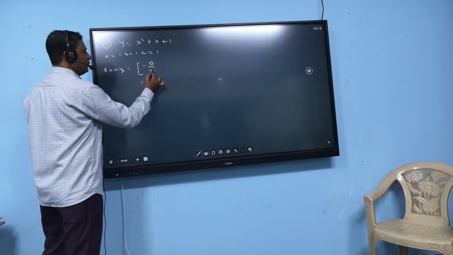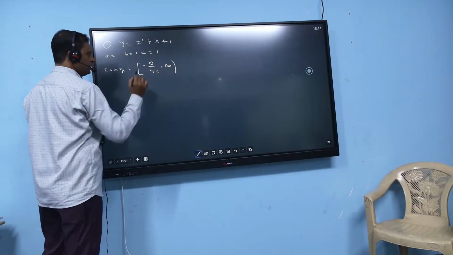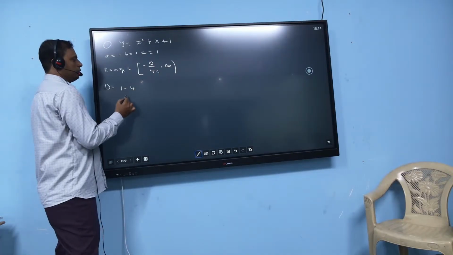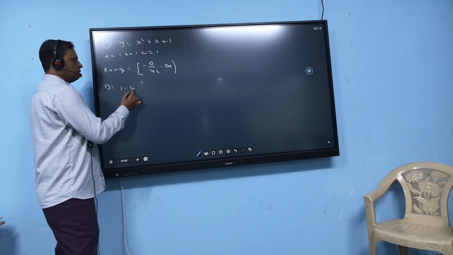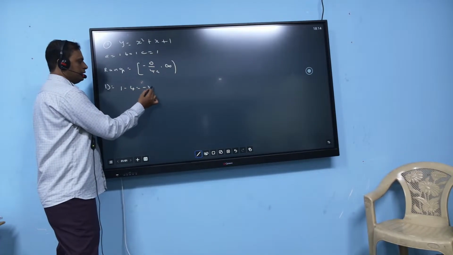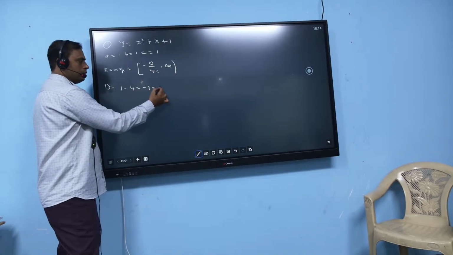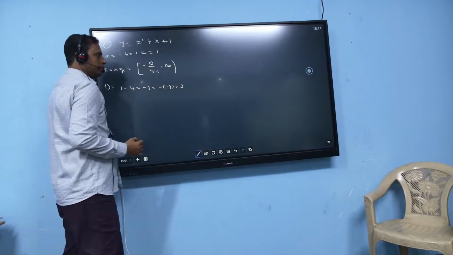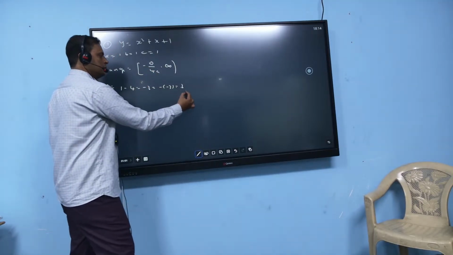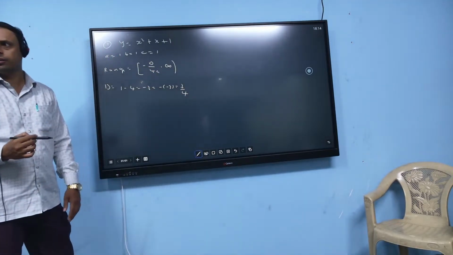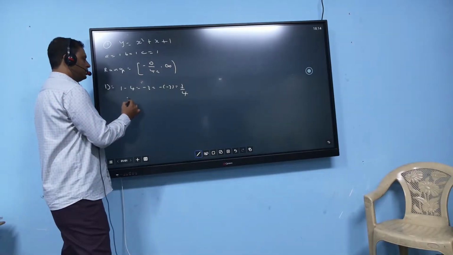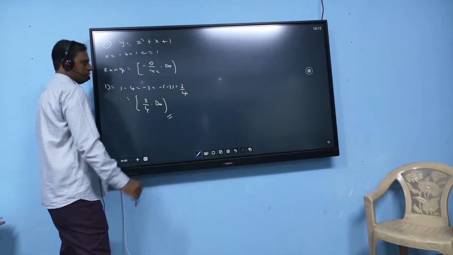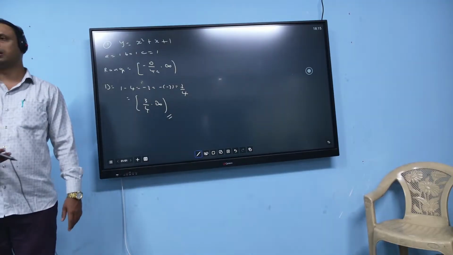Minus D by 4a comma infinity. So what is D? B square minus 4ac, correct? So D is nothing but minus 3. Outside we have one minus sign, no? Minus of minus 3 is nothing but 3. So what do we have in the denominator? 4a, that is 4. So 3 by 4. So range is equal to 3 by 4 comma infinity. Is this okay? Any doubt?